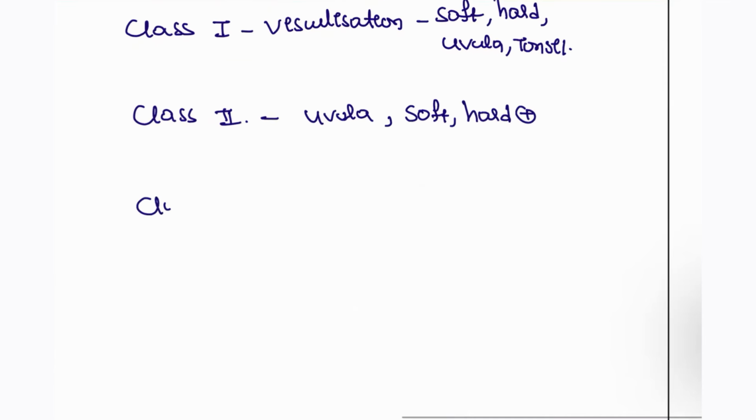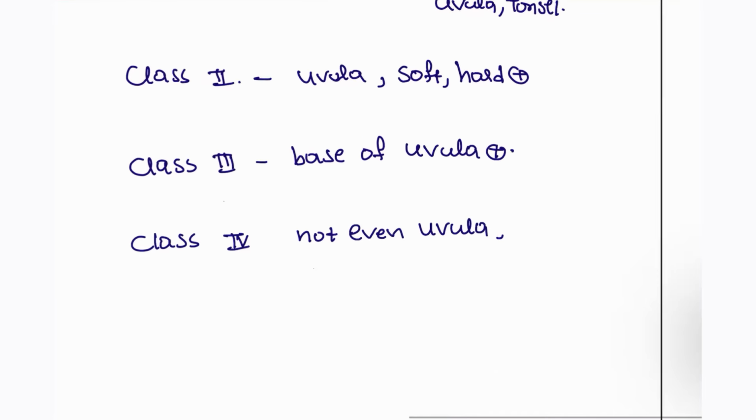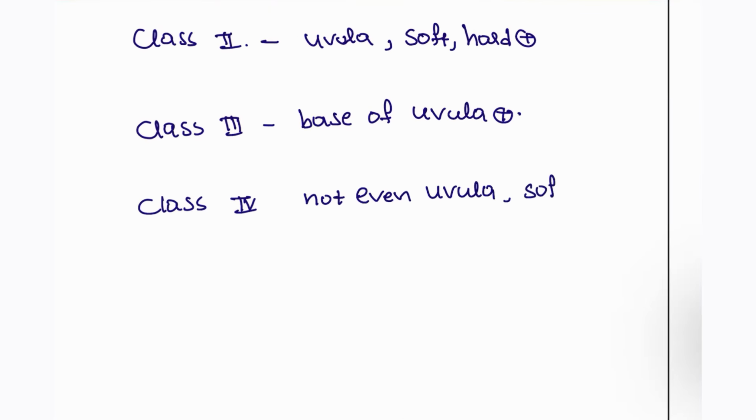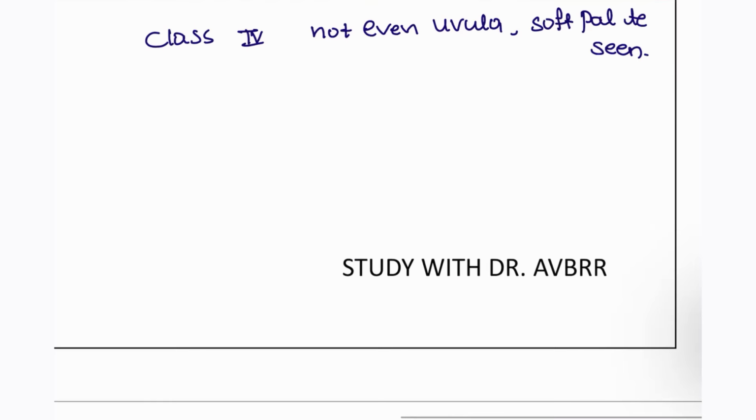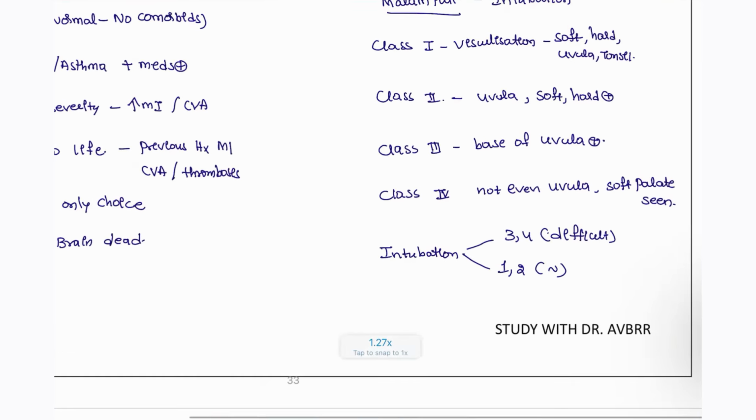Next, class 3. Here only the base of the uvula is seen. Next, class 4. Not even the uvula or the soft palate is seen. So, for patients who are being intubated, class 3 and 4 are difficult to proceed. Class 1 and 2 are normal to proceed. This is the Mallampati scoring.